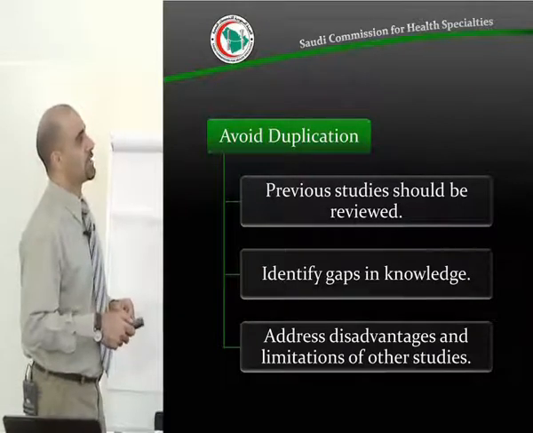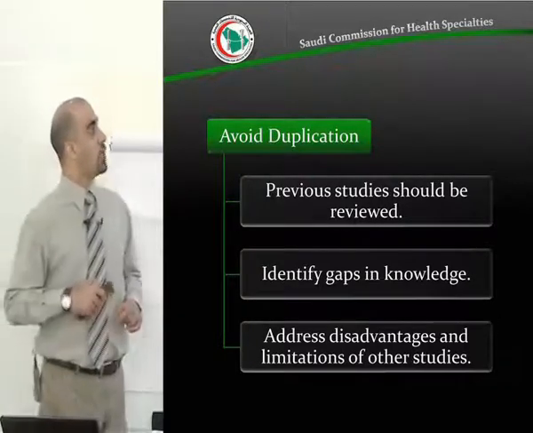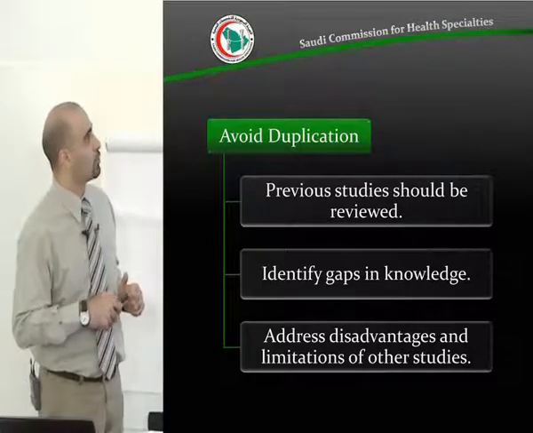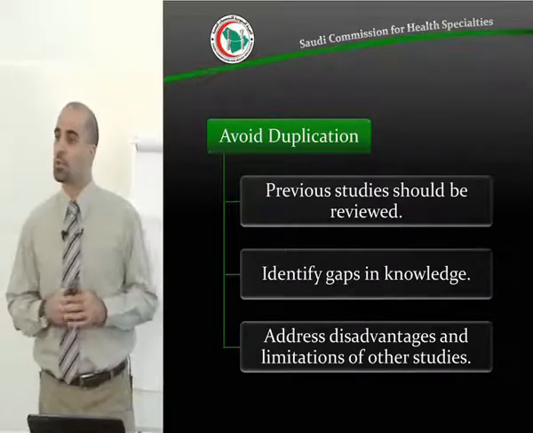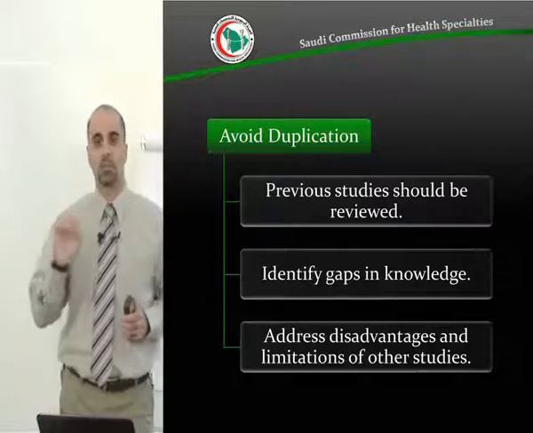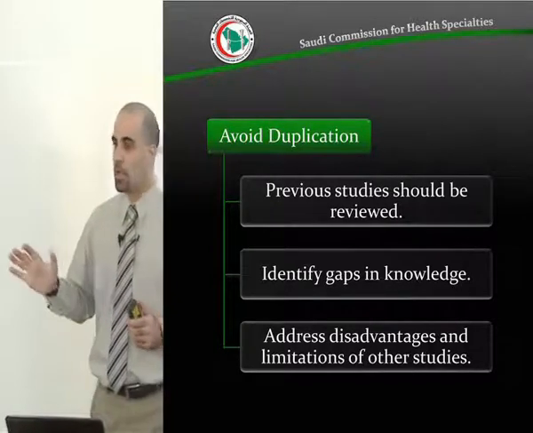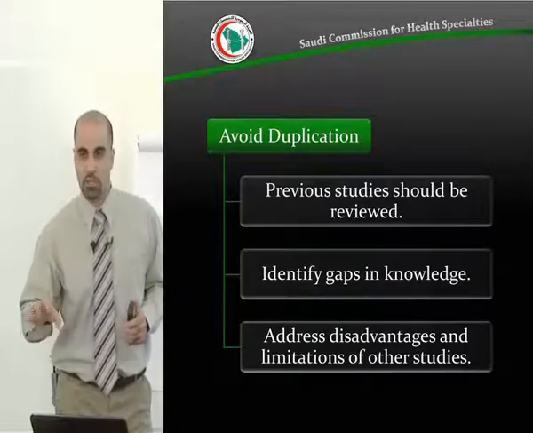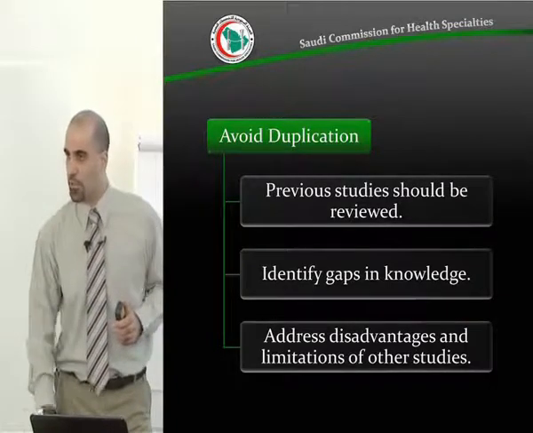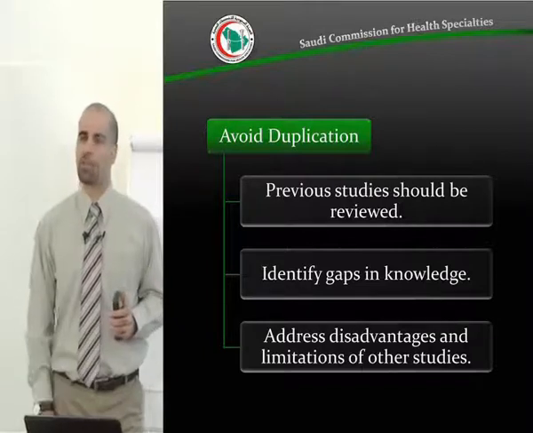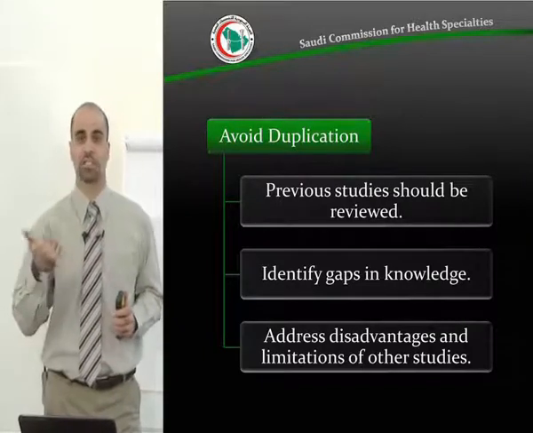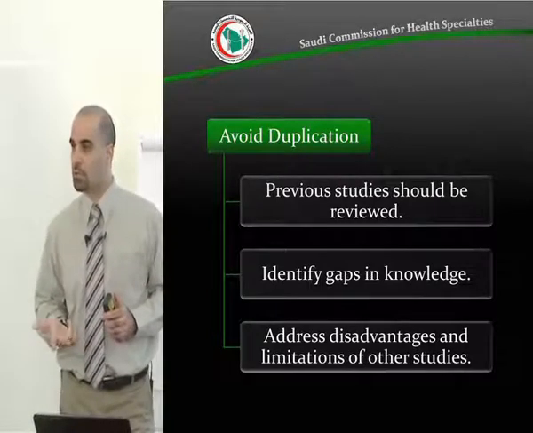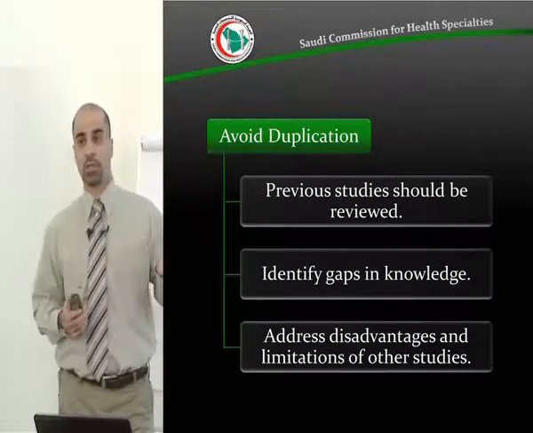Address disadvantages and limitations of other studies. When you do a literature review and you try to avoid duplication, you try to avoid the limitations that are carried out in other studies. For example, assume that the prevalence of hypertension is also carried out in Riyadh, right? You pick up the article, but you find that it is a very weak study. The sample size was very small, or the way they assessed hypertension was not reliable, and so on and so forth. So it's not a duplication anymore.